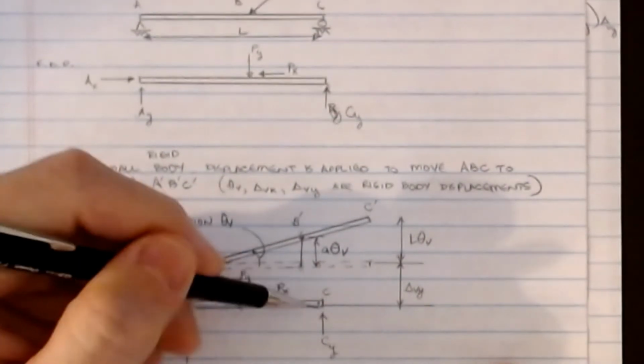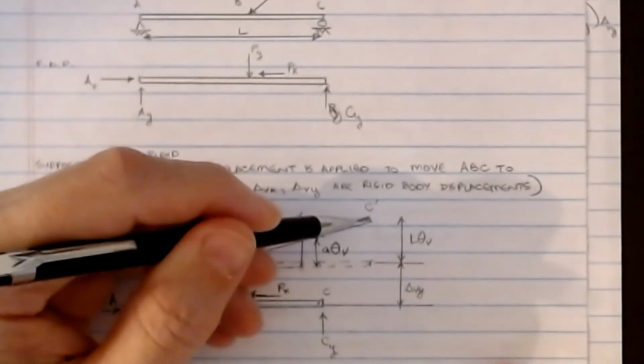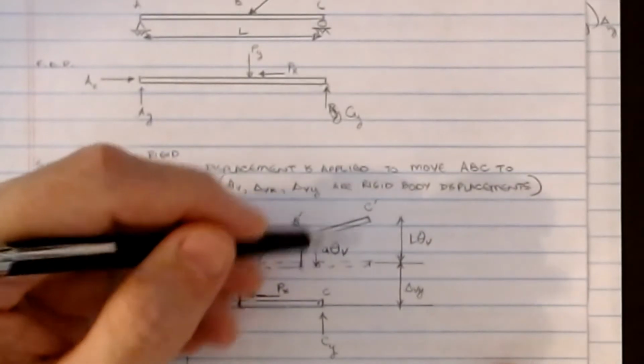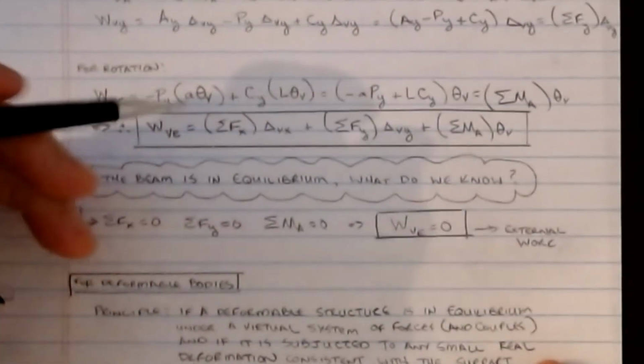And likewise, the Cy for the point that was here has to go through this L times theta distance amount for the extra work that's being done as well. We've already accounted for this guy. That's the rigid body displacement that we have happening there. All right, so if I write this equation, then what do we get?